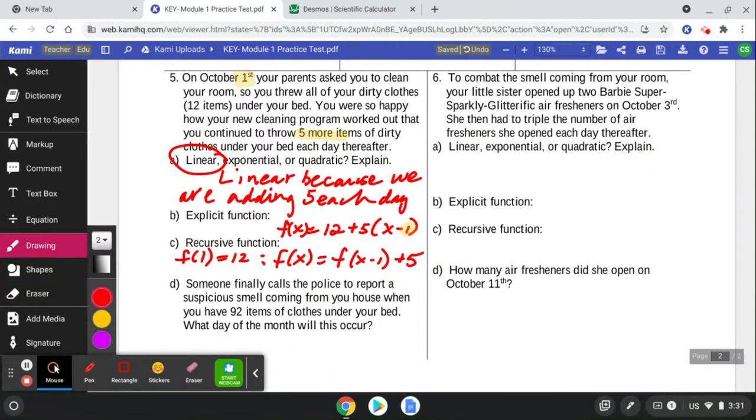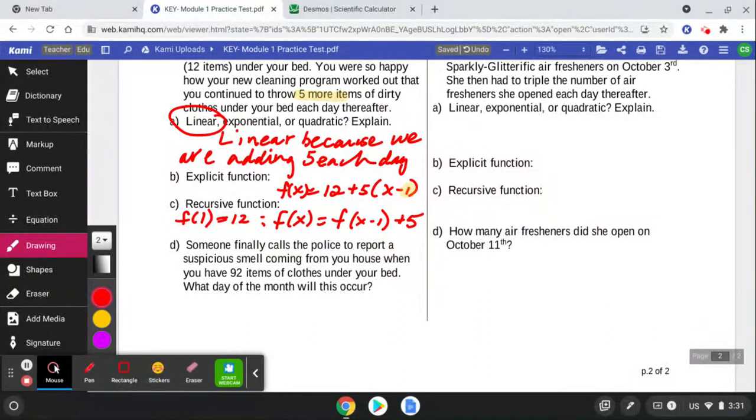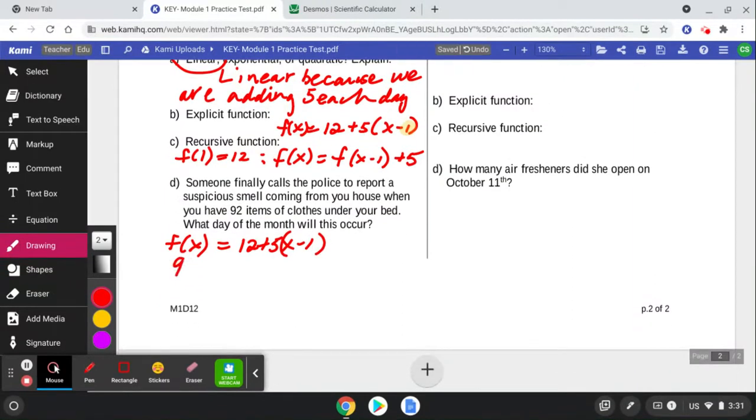Now it says someone finally calls the police to report the suspicious smell coming from your house when you have 92 items of clothes under your bed. On what day of the month will this occur? Now we could do a table and just keep adding 5, adding 5, adding 5 until we get to 92, but that would take a really long time. So instead we can use the explicit function that you already built, and work backwards. So we want to know when 92 happens as an output.